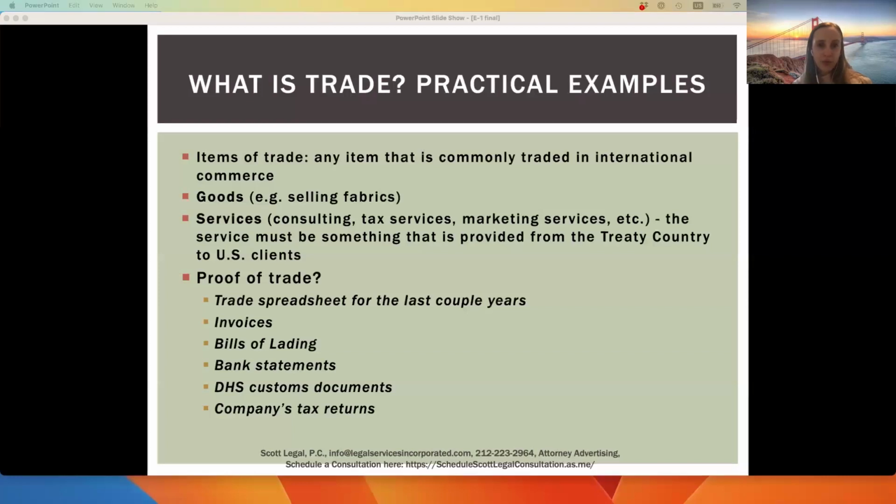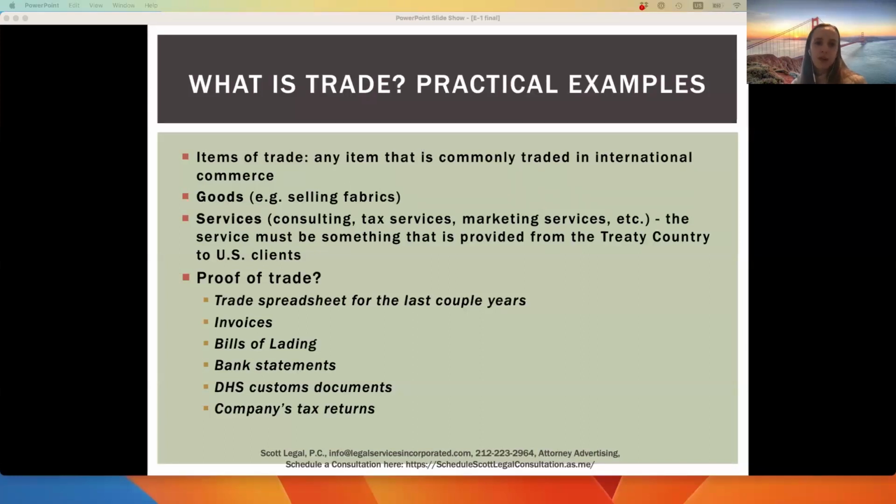And for an E-1 visa, services can also qualify as items of trade. So, for example, let's say that you have a company in your home country, let's say Italy, which is an E-1 visa treaty country, and this company is providing consulting services to US clients. Then these services could qualify as an item of trade, and as long as you meet all the other requirements, you could potentially qualify for an E-1 visa.